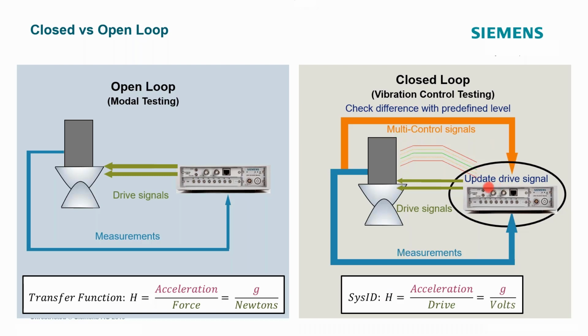But what we do differently than in modal testing, in vibration control testing, is that the transfer function we measure is acceleration over drive. So it's actually g's over volts. This is depicting single axis control, but the same idea applies: you want to develop this SysID transfer function by measuring the responses over the drive outputs.